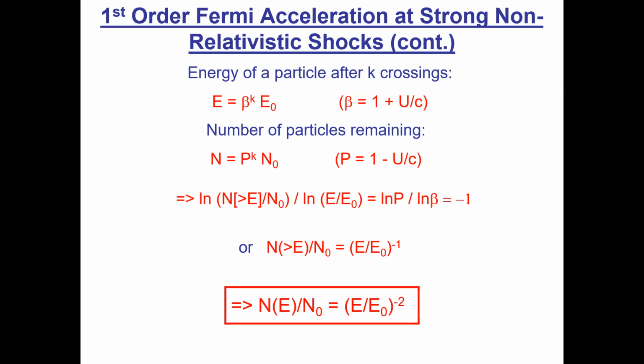And this does not depend on any other parameters. In particular, it doesn't depend on shock speeds or anything, as long as it's a strong shock. It's a very fundamental result that these shocks give you an E to the minus 2 spectrum.